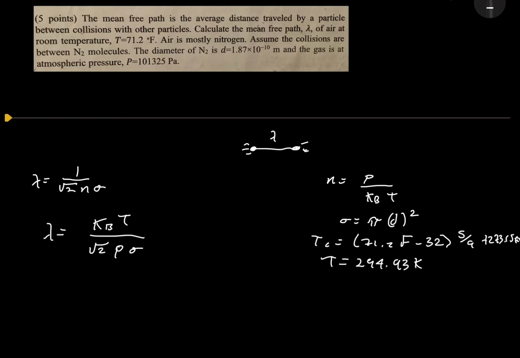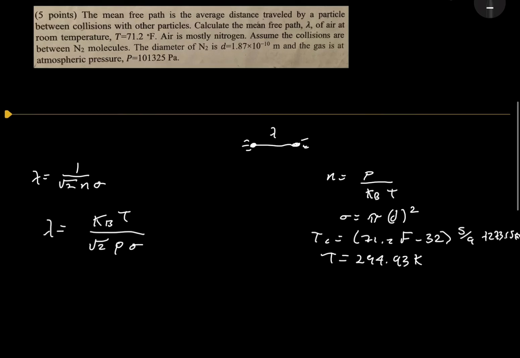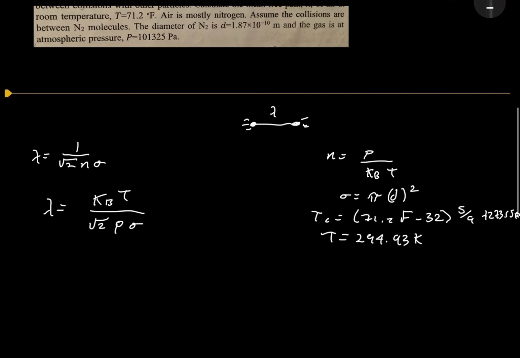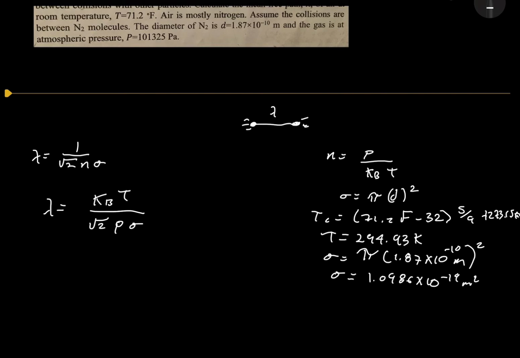All right, so that's that. We can calculate the collision cross section. We're given the diameter of nitrogen molecules, so essentially the collision cross section would be pi times, or if you are an engineer you can say it's 3 times 10 to the negative 10 meters, just square that. After you plug it in your calculator, you should end up with about 1.0986 times 10 to the negative 19 meters squared.